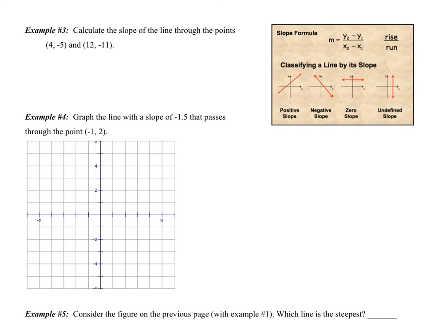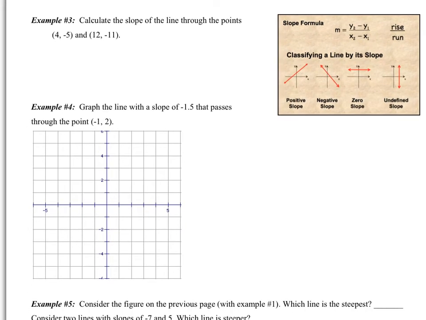Moving on. I would like you to pause the video and try example 3 on your own, please. Okay, so for your y's, you should have done negative 5 subtract negative 11 over 4 subtract 12. If you did the reverse direction, that's fine. This becomes adding a positive, so it's 6 over negative 8, which simplifies to negative 3 over 4. Hopefully you got that right. If not, you need to go back and find your mistake, please.